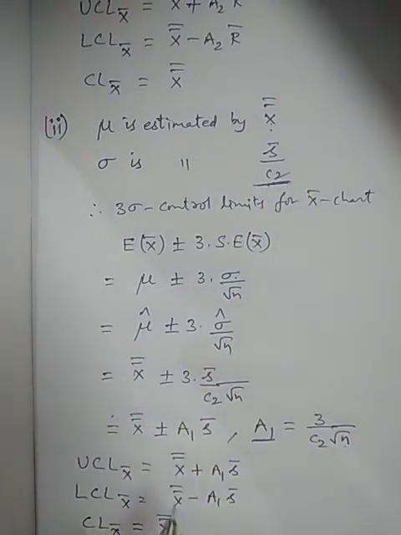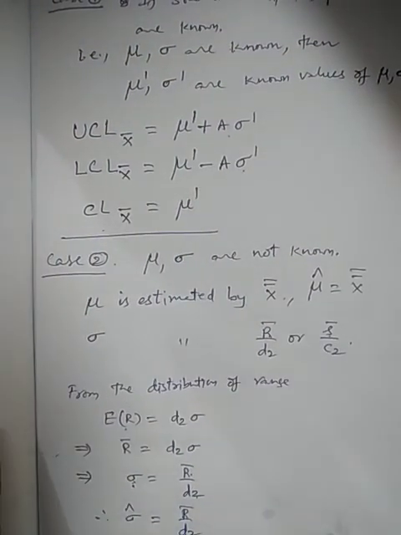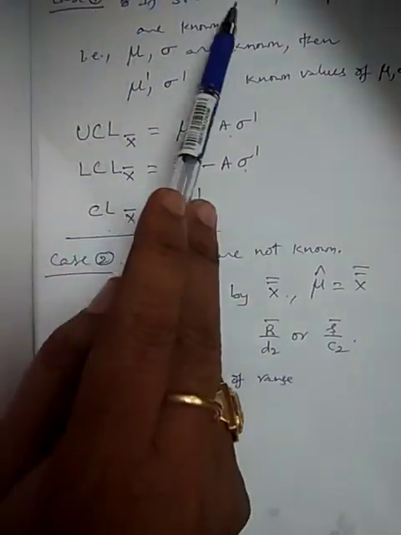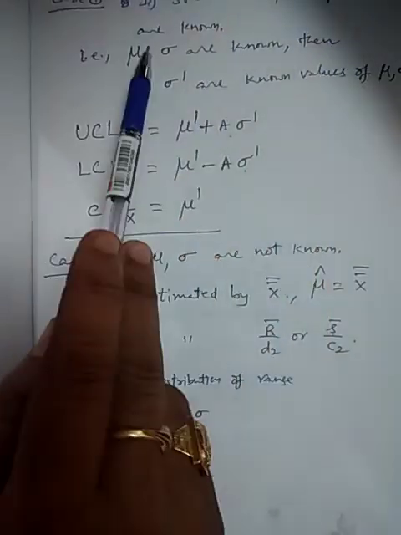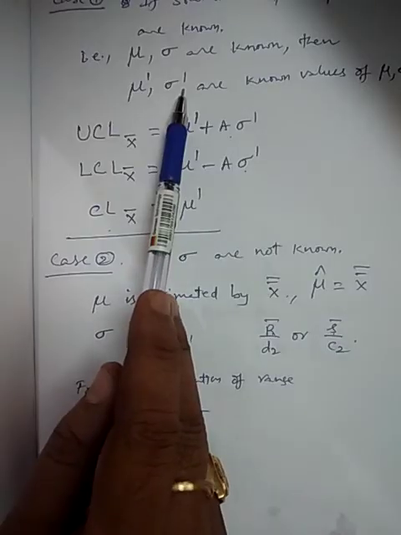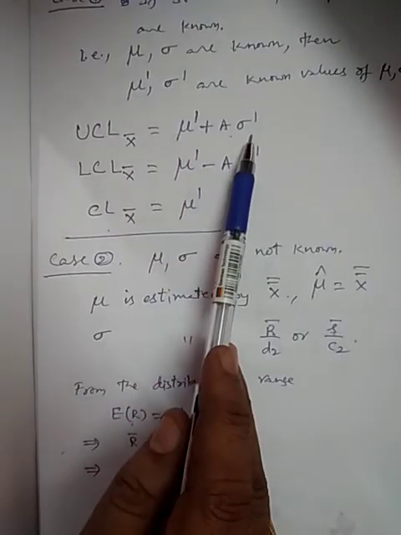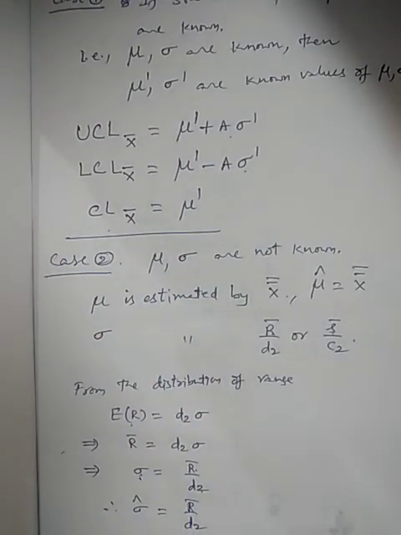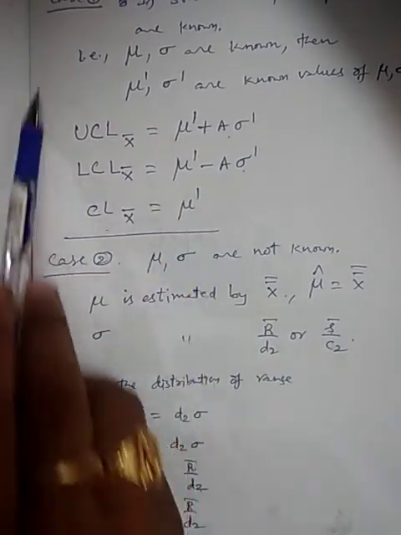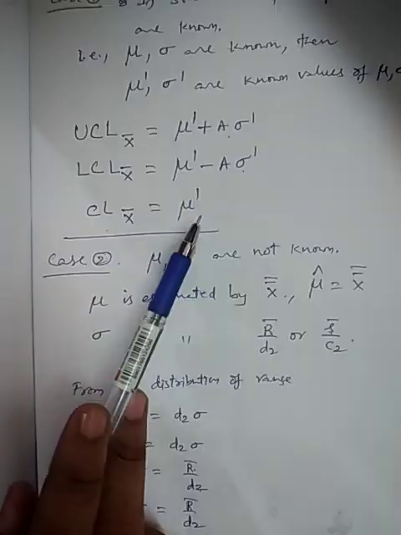Hope you understand. And now I read all the control limits in all cases. Again, case 1: standards of the process are known, that is mu and sigma are known. Then you specify mu dash and sigma dash. In this case, UCL of X bar is equal to mu dash plus A sigma dash, LCL of X bar is equal to mu dash minus A sigma dash, and CL of X bar is equal to mu dash. This is case 1, if the standards of the process are known.